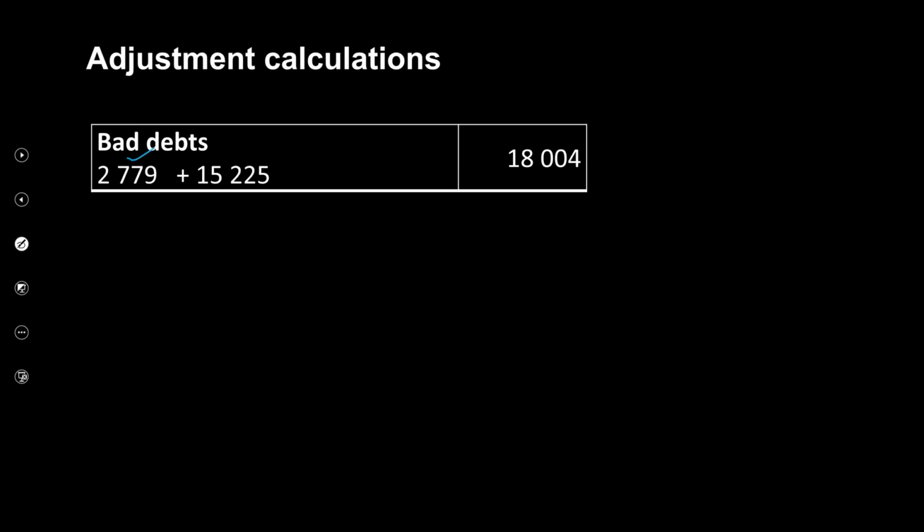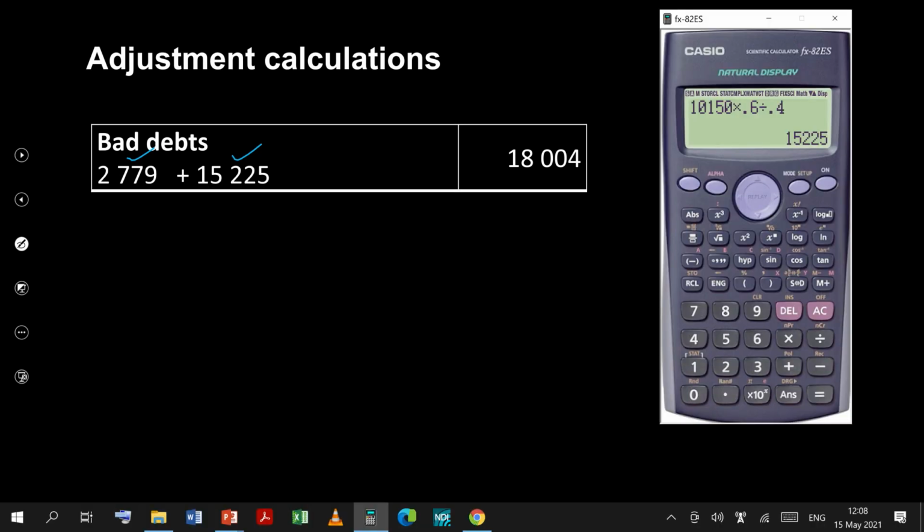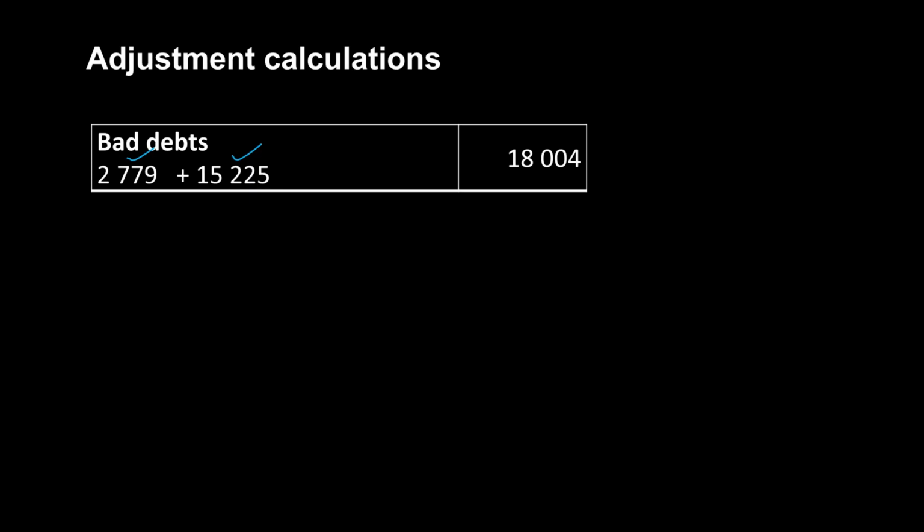First, my pre-adjustment trial figure of 2,779 plus the 15,225, which was my bad debt from that particular adjustment. Add the two figures together. Let's do that. So we've got the 15,225 on our calculators already. Add the 2,779, and that will give you a figure of 18,004 Rand. What is the 18,004 Rand? That is your bad debts figure for the year.